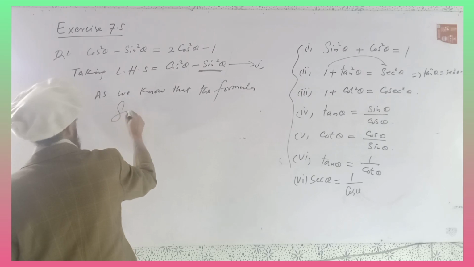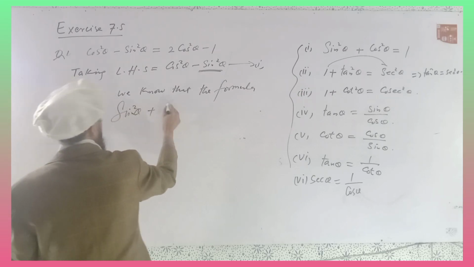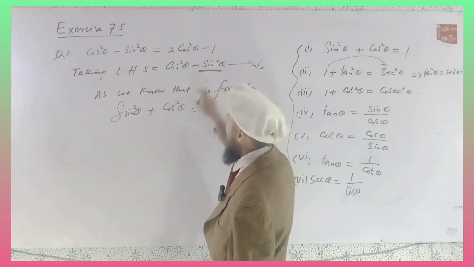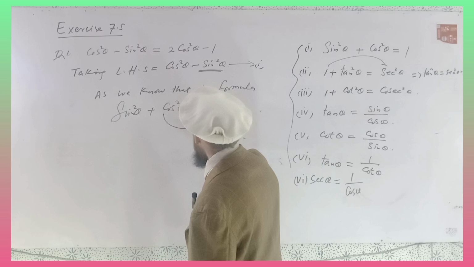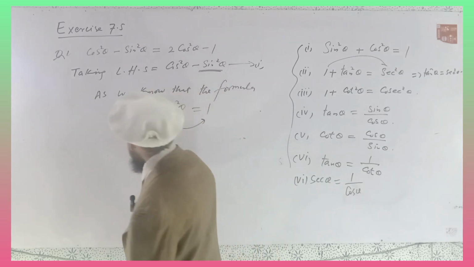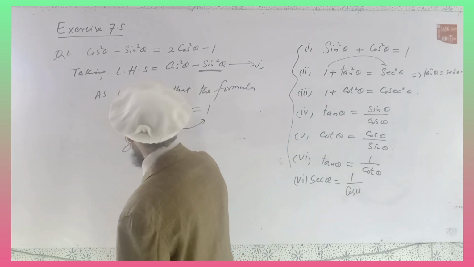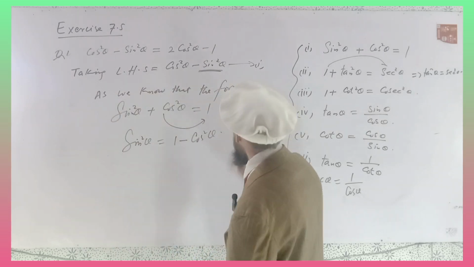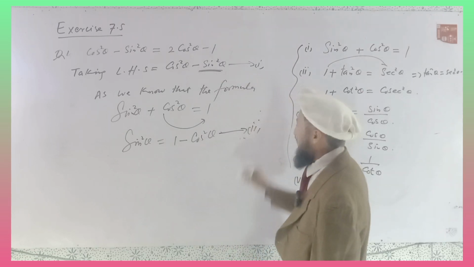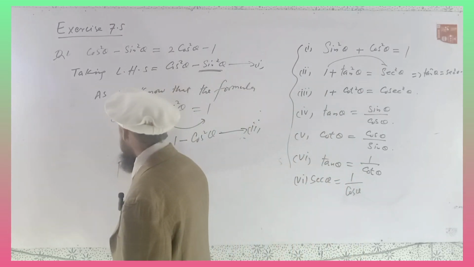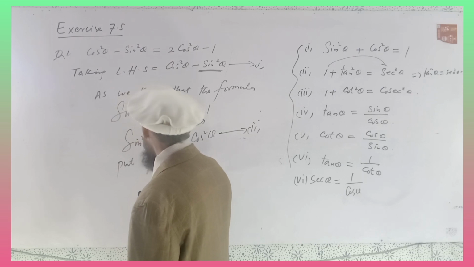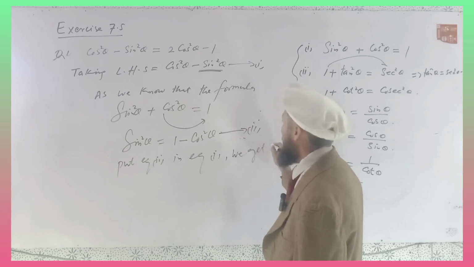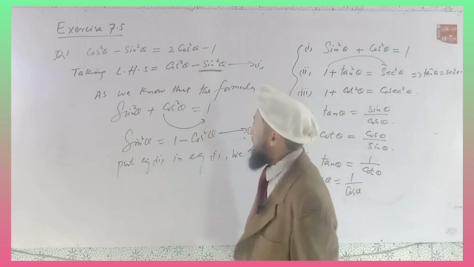sin square theta plus cos square theta is equal to 1. So sin square is required, we change this value here. Cos square, so sin is also changed. Sin square theta is equal to 1 minus cos square theta. Put this result in, we give equation number 2. Put equation 2 in equation number 1, we get this result.